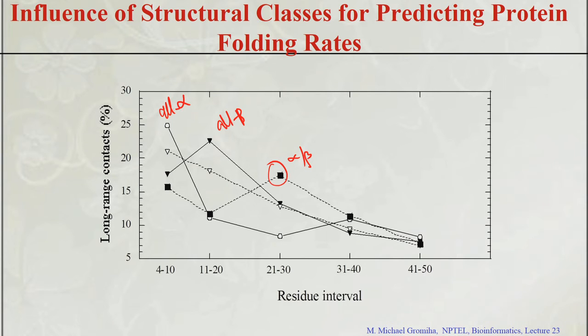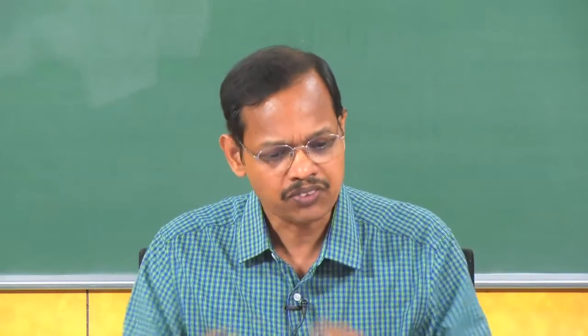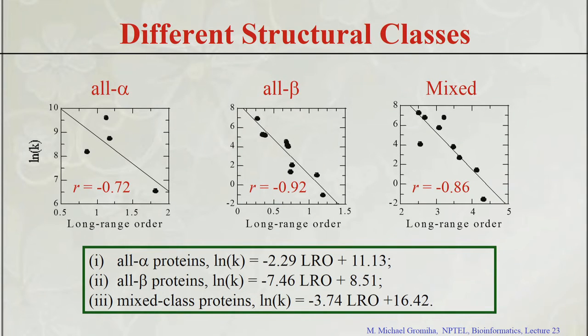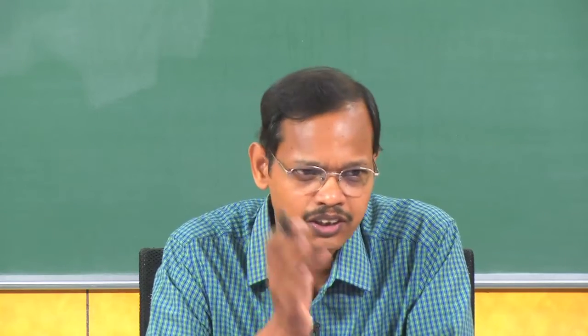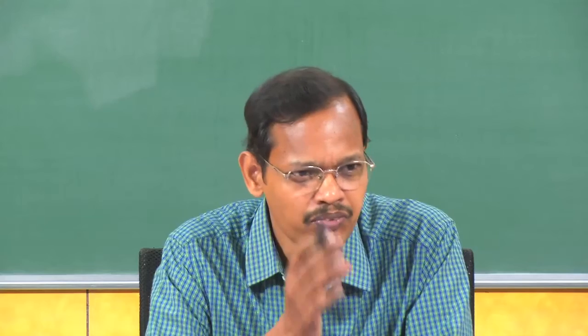So, this is reflected in the long range order, because you can see the contacts are different in different structure classes. We classified the proteins into 3 groups, all alpha, all beta and mixed class, and derived the equations for these 3 classes to see whether there is improvement in the correlation. Mainly long range order deals with which type of interactions? Long range interactions. So, which class of proteins performs better with long range order? All beta proteins, because they are influenced by long range interactions.